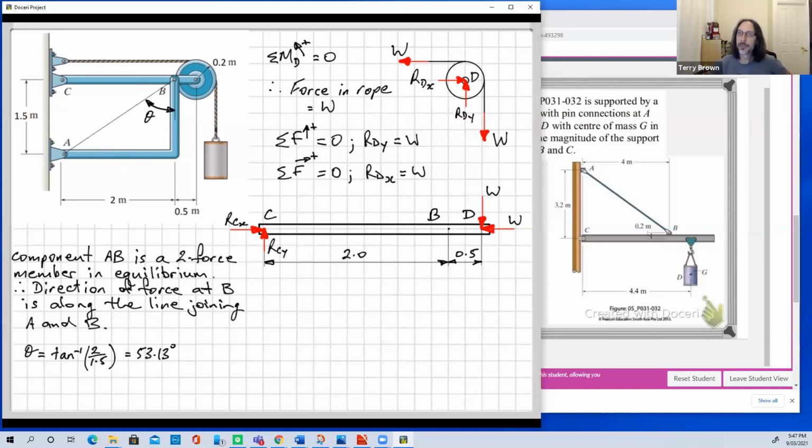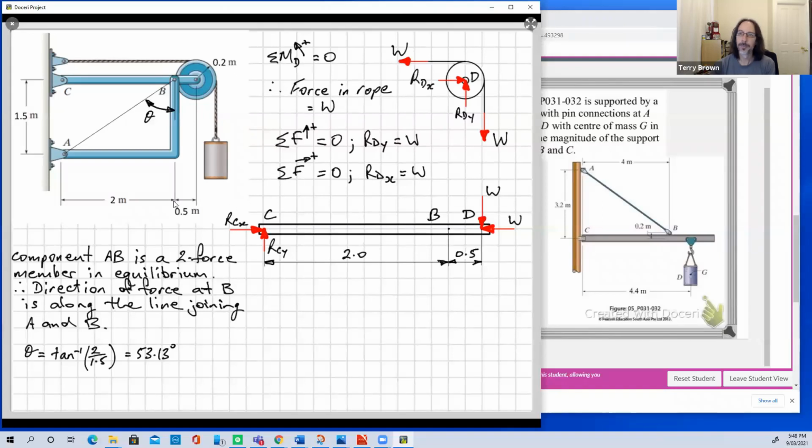All right, so that's that, and then our force here at B will be along the line joining A and B. Now, if we put our force here, is it going to be acting up to the right or down to the left? Up to the right or down to the left? Okay, so one person thinks up. Okay, how do we know? What do we use to work that out? Moment, yep. Moment about which point?